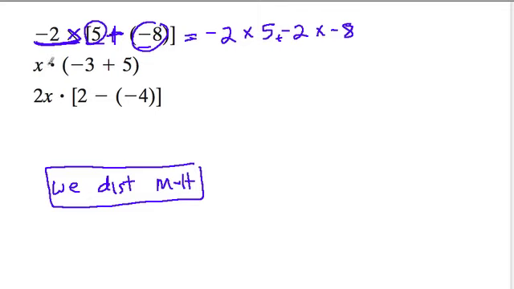Here, same thing. X is being multiplied by these two parts. So we could add up -3 and 5, or we could say that this equals x times -3 plus, because we're adding the parts here, x times 5. And that's it. We're just rewriting them in different ways.